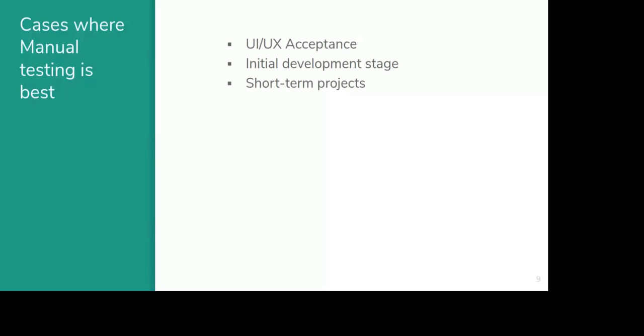So, UI/UX acceptance. Manual testing is used when testing graphical user interfaces, especially on visual aspects. Automated tests simply cannot detect the font sizes and the colors. And then for the initial development stage, manual testing helps the testers detect the bottlenecks during the initial stage of the development, which results in less time and resources being spent on fixing the bugs.